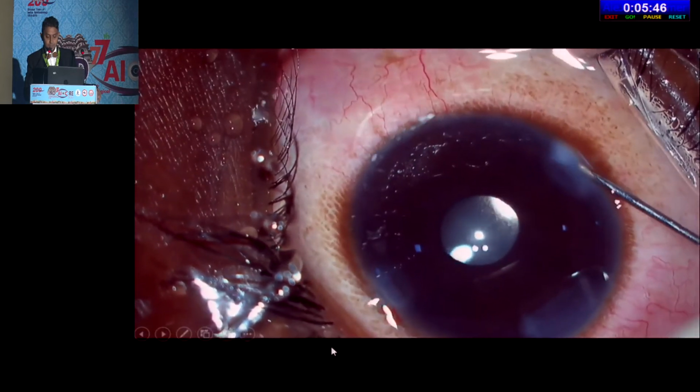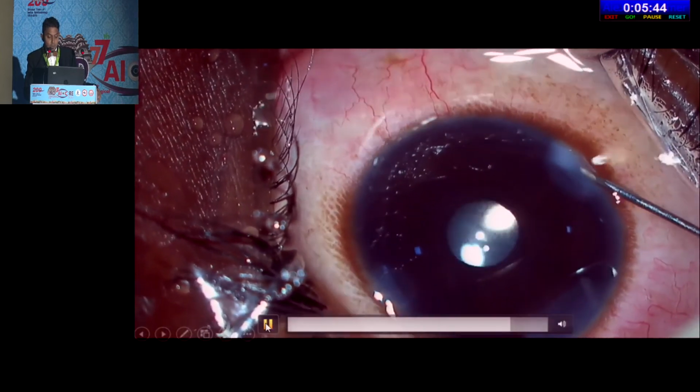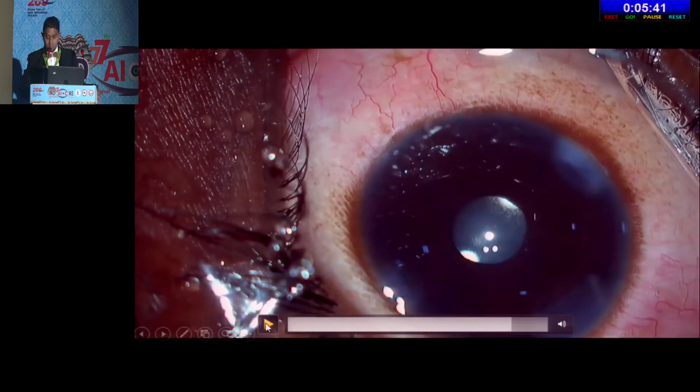So yes, I inject pilocarpine. Just wanted to share a few of my patients.